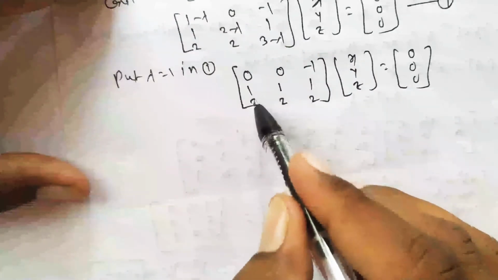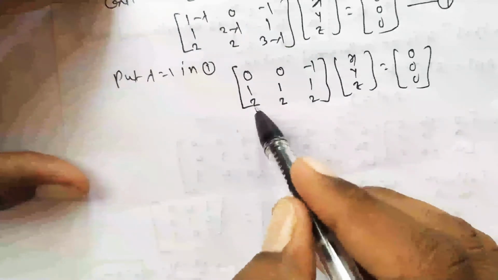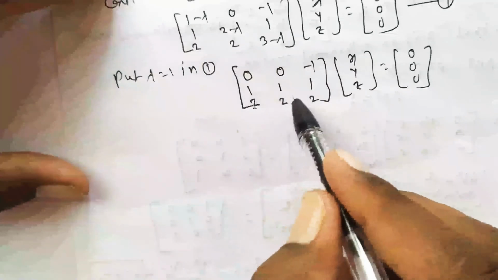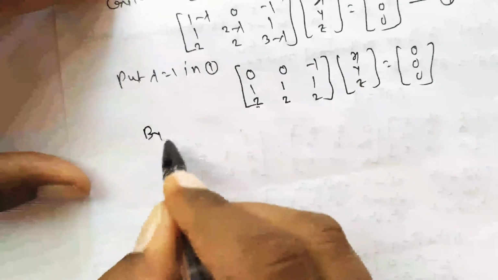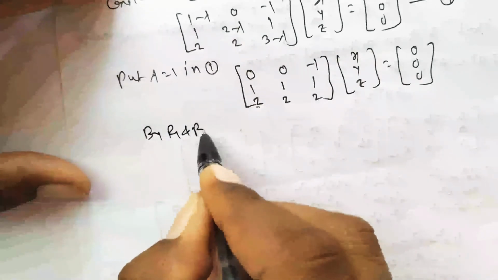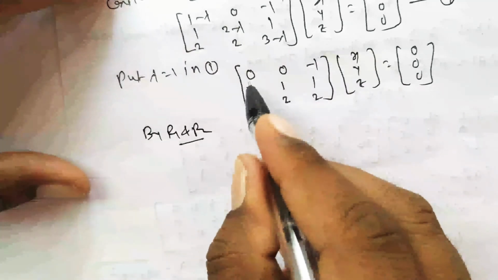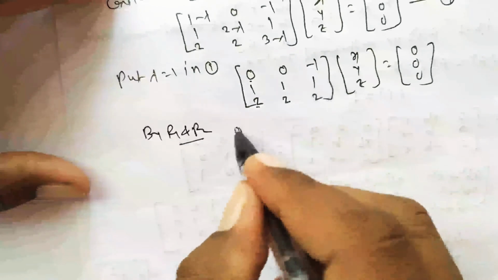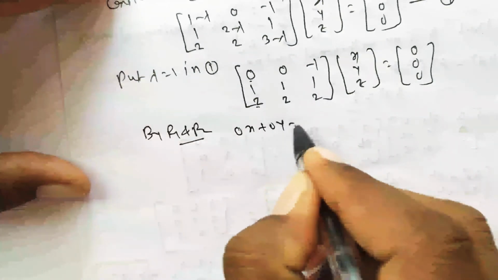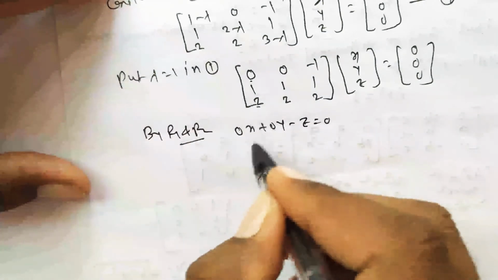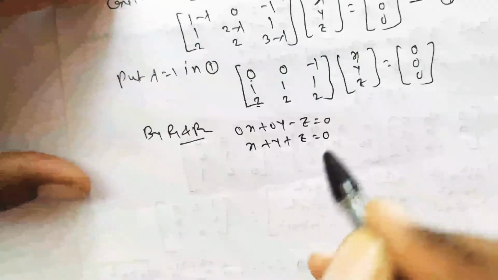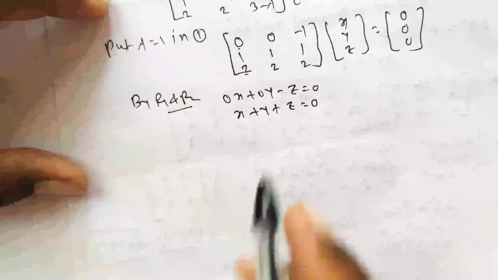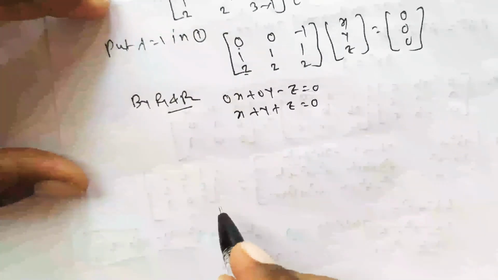Now after this, consider any two distinct rows and apply Cramer's rule. Distinct rows means, if you observe here, R2 and R3 are the same: if R3 is divided by 2 we get 1 1 1. So consider R1 and R2 here. By R1 and R2, meaning the first and second row, we can write the first equation 0x plus 0y minus z equal to 0, and the second equation is x plus y plus z equal to 0. So these are two equations in three unknowns. So how do we solve this?